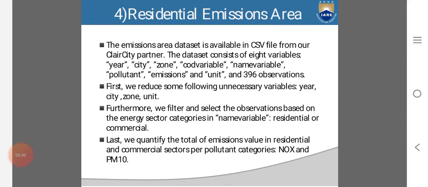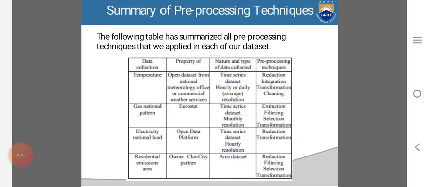Residential emission area. The emission area dataset is available in a CSV file from our city partner. The dataset consists of 8 variables: city zone, code variable, name variable, pollutant emissions, and unit, and 396 observations. First, we reduce some unnecessary variables, here city zone. Furthermore, we filter and select the observations based on energy sector categories, name variable, residential or commercial. Lastly, we quantify the total emissions value in residential and commercial sectors per pollutant categories, NOx and PM10. The following table shows the pre-processing techniques that we have applied in each of our datasets.